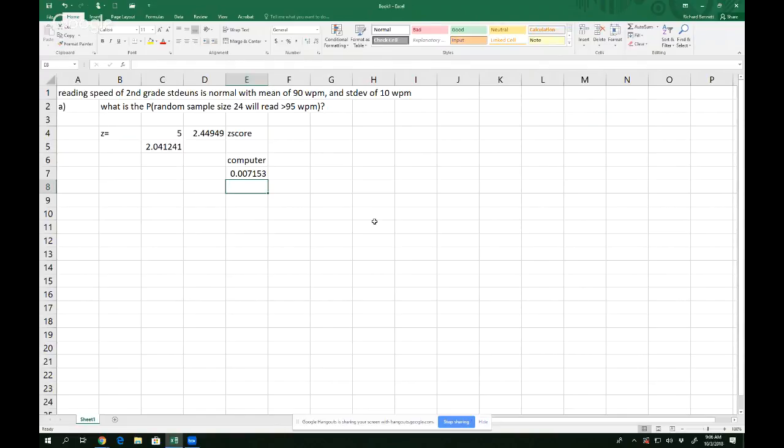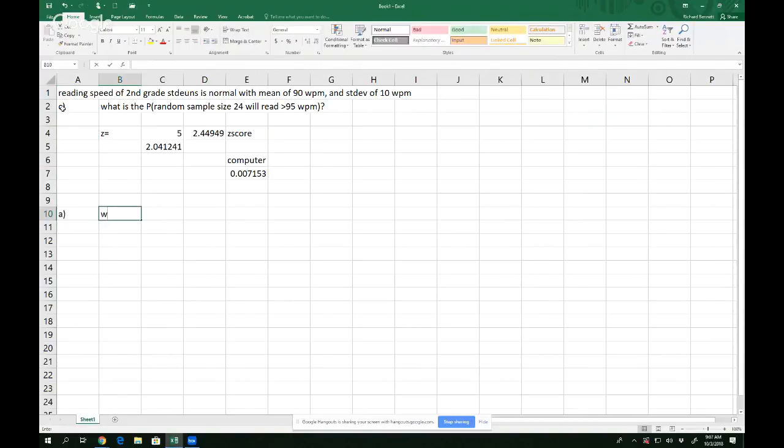Question? For 21A, it's the probability of a randomly selected student. The sample size should be 1, right? Where did they get the 24 from? That's later. That's C. Oh, I did part C. I did part C first. Sorry, I did C. Okay, we can go back to A.